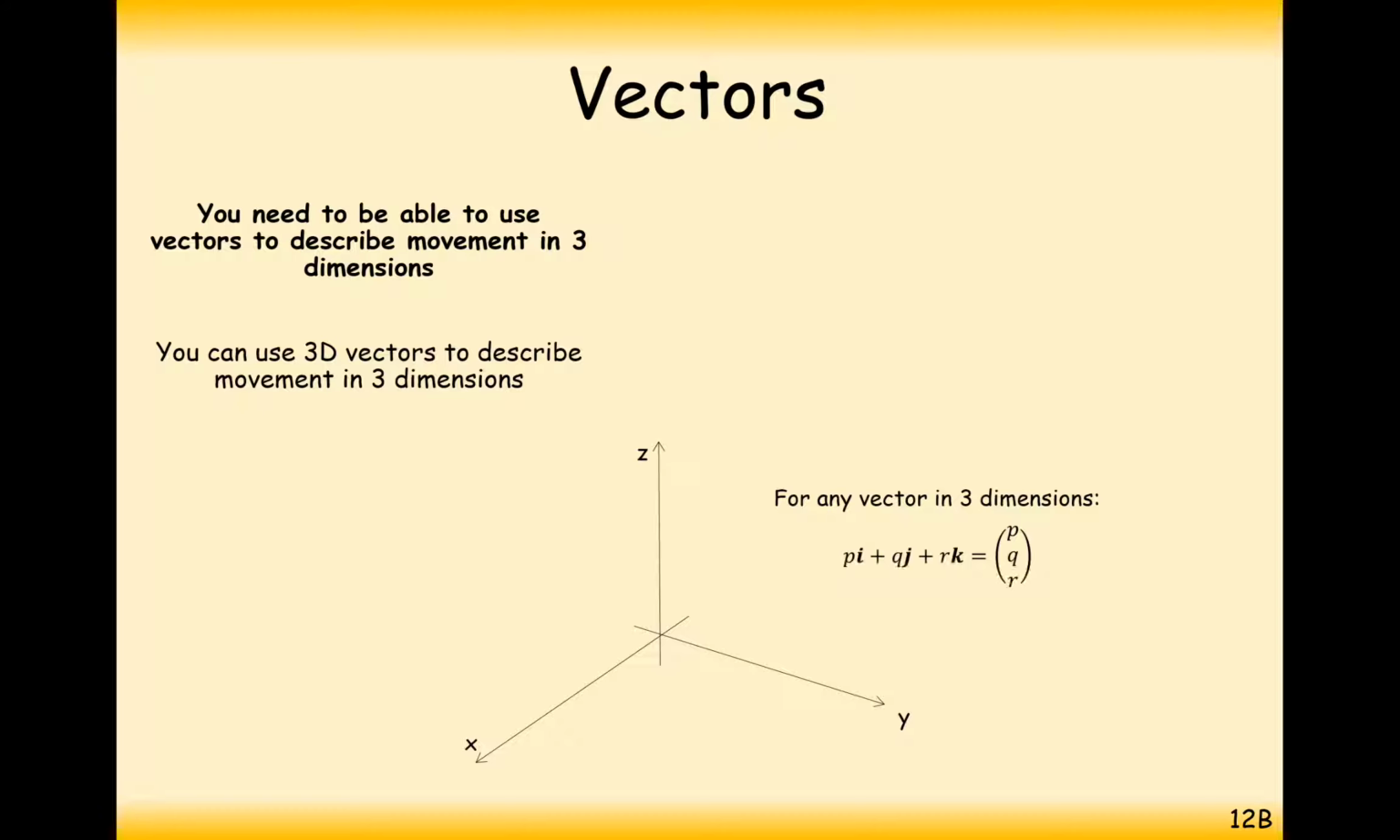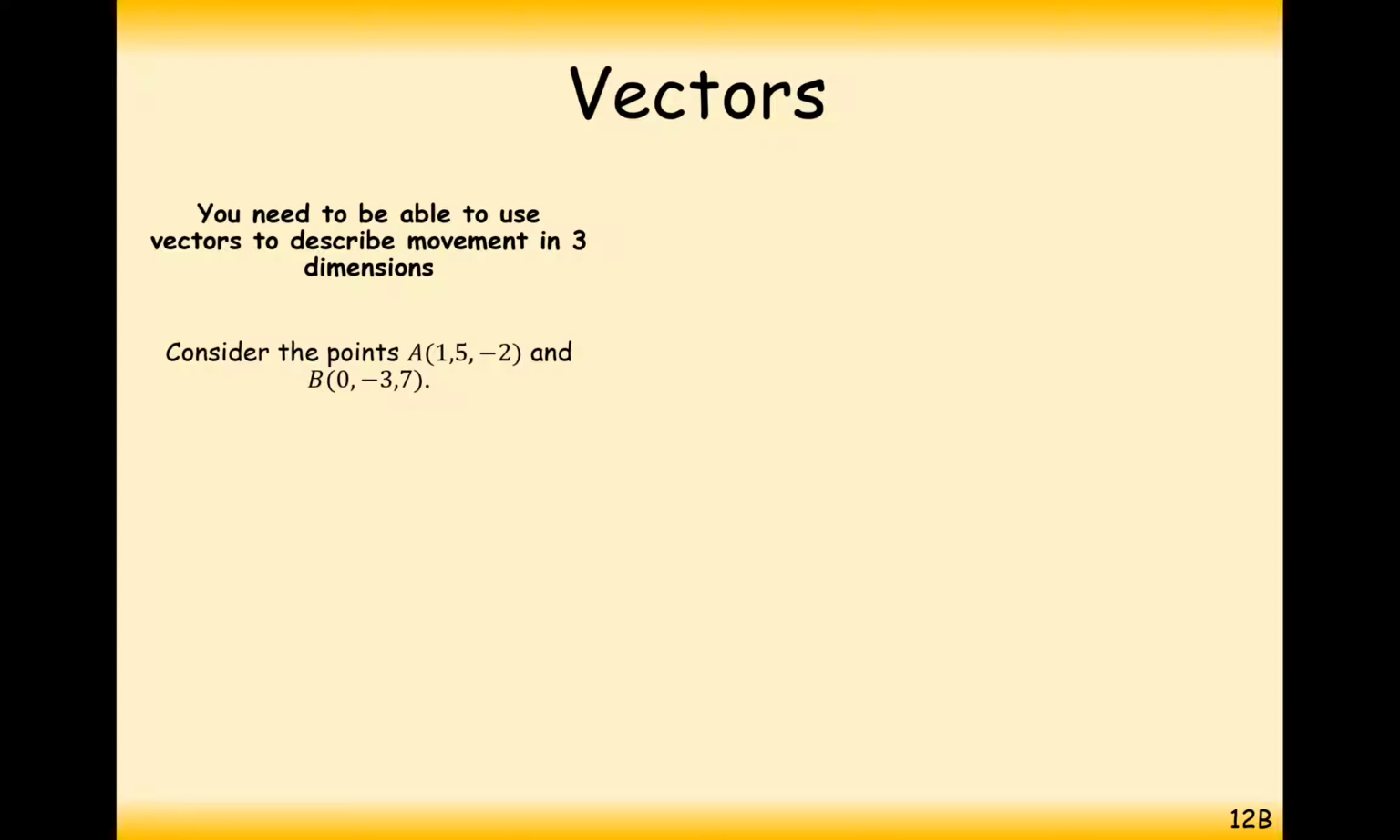So any vector in 3 dimensions can be written like this: p amount of i in the x direction, q amount of j in the y direction, and r amount of k in the z direction. And these can be negative numbers as well, and it can always be written as a column vector as well. Personally, column vectors are my favourite way of writing a vector. Just saves a bit of ink on your pen, really.